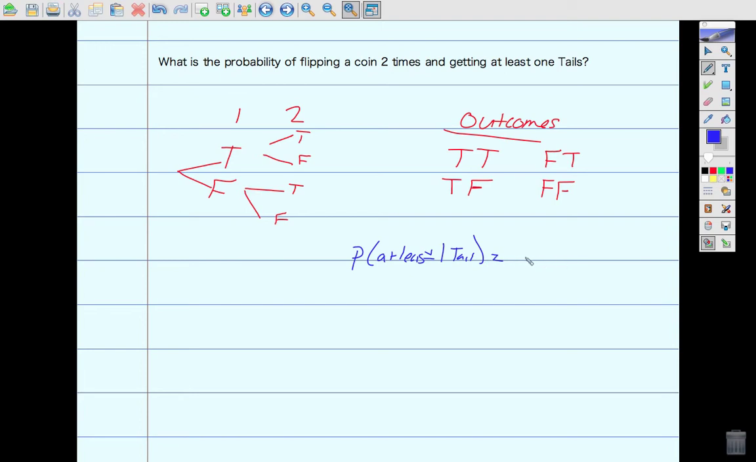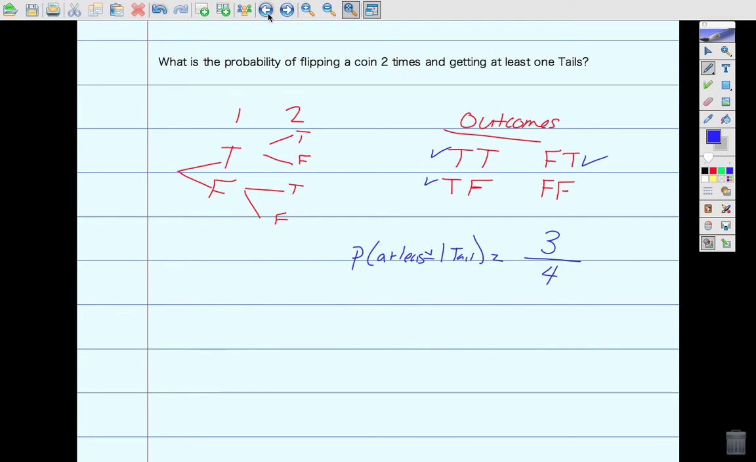And we always know that the bottom is going to be our total number of outcomes. So I know my total number of outcomes is 4, because that's how many I had. And how many of them have at least 1 true? So I have a true here, a true here, and a true here. So that's going to give me 3 of my 4 are going to be at least a tail.